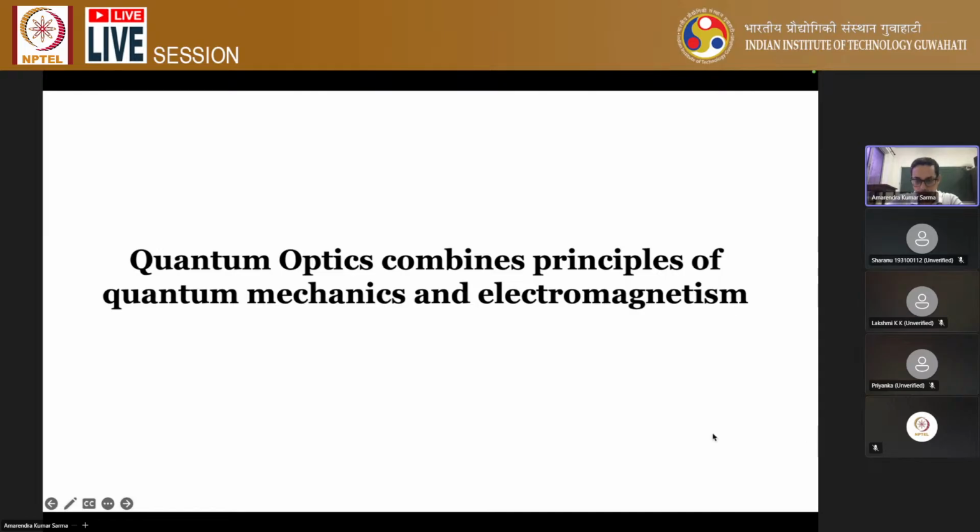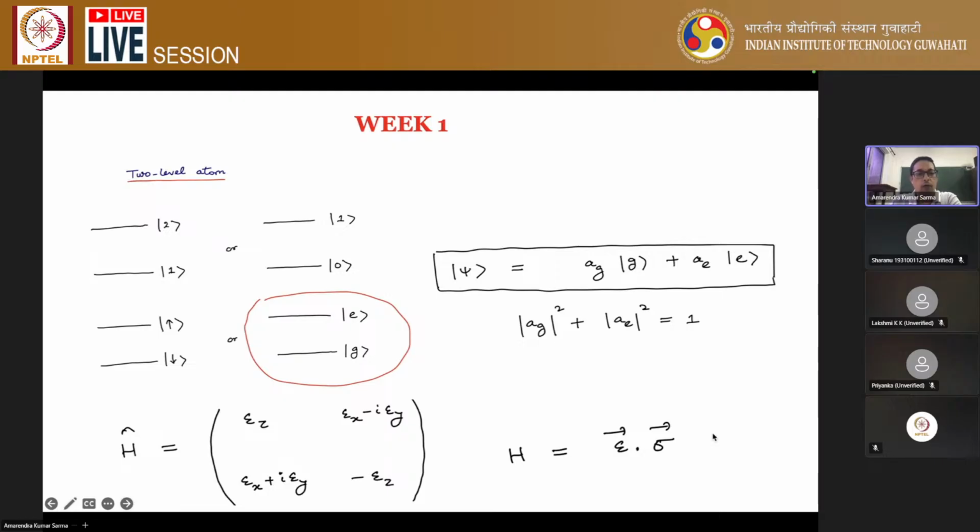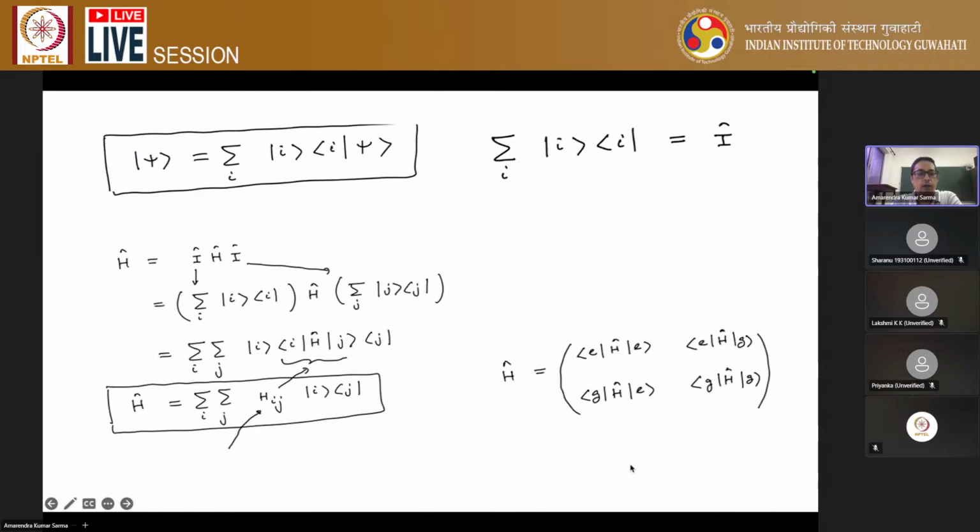So in week 1 we focused on the two level atom, and there we learned how to write down the Hamiltonian of a two level system. These are the snapshots that I have taken from the lecture notes, and I hope you are getting the lecture notes as well, the PDF copy of the lecture notes. And there we learned that when we have an isolated two level system, we can write the Hamiltonian in a very elegant form using the Pauli matrix, epsilon dot sigma.